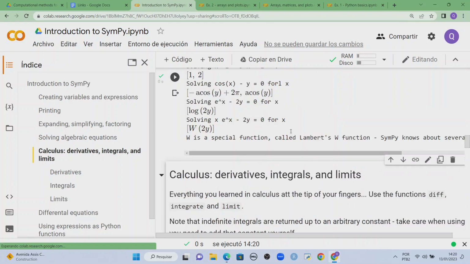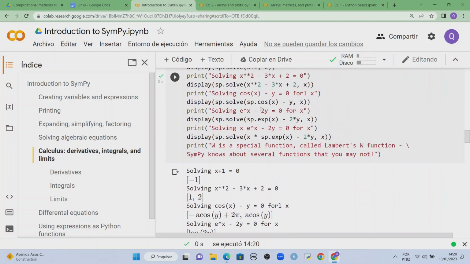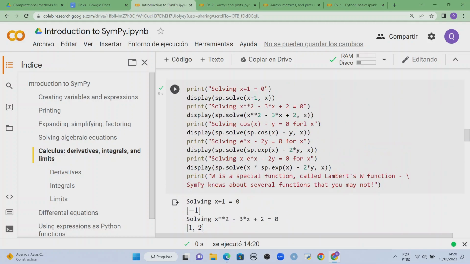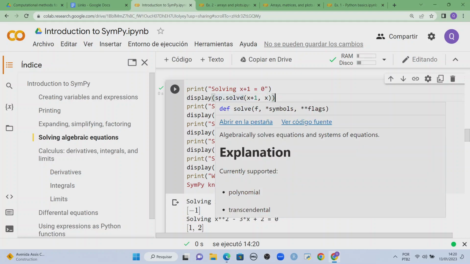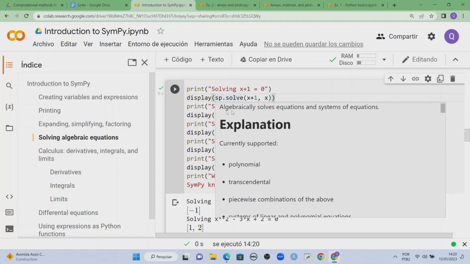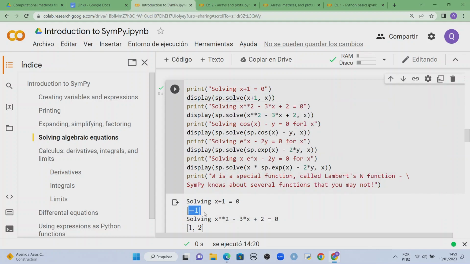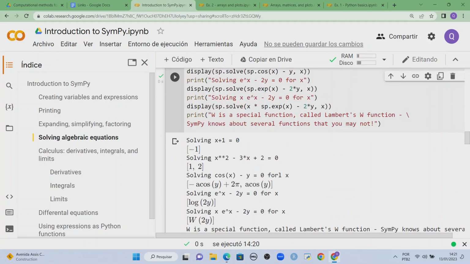Well, let's try to run this. In the first case here, I solved x plus 1 equals 0 like this. Of course, x equals minus 1 is the only solution. The solve function always returns a list of solutions. In this case, there's a single solution, so it's a list with a single element, minus 1. For instance, now if I do this equation here, this is a second degree equation. It has two solutions, 1 and 2. Here it is.